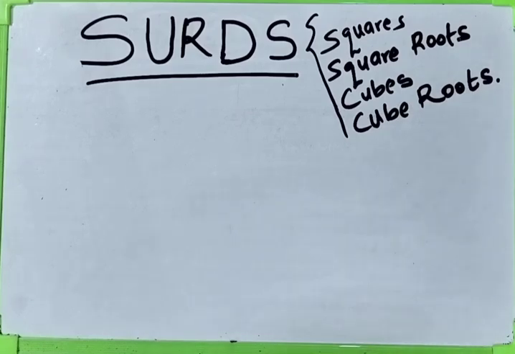Hello, in this skill, we are going to look at what we call surds. We will define what surds are, give examples, and also look at operations where you add or subtract surds. Walk with me and please make sure you have somewhere to write.